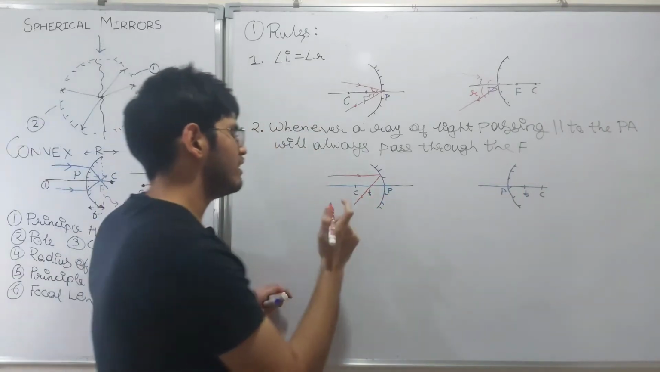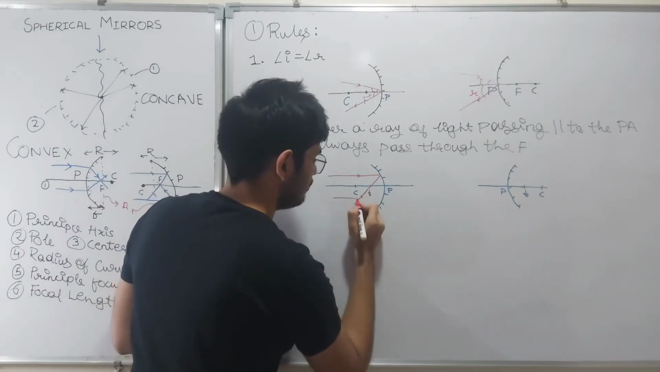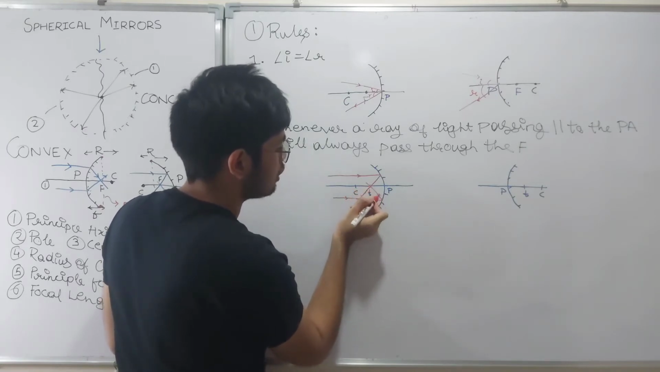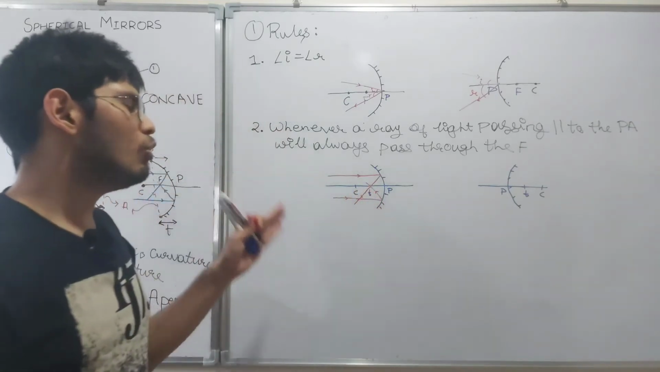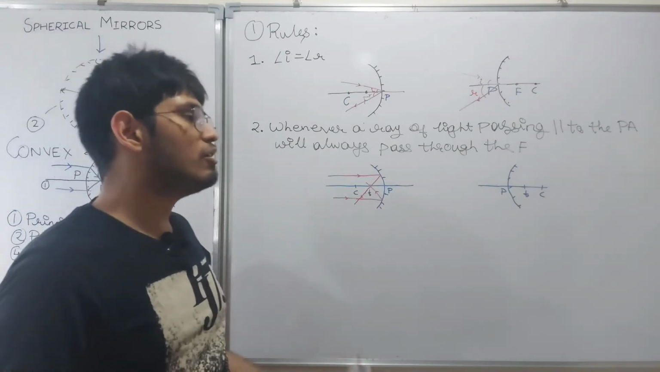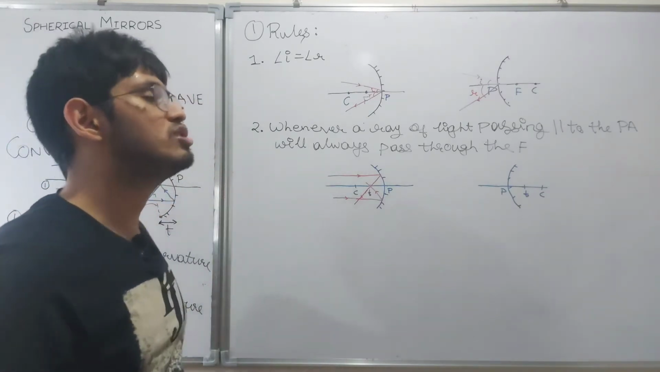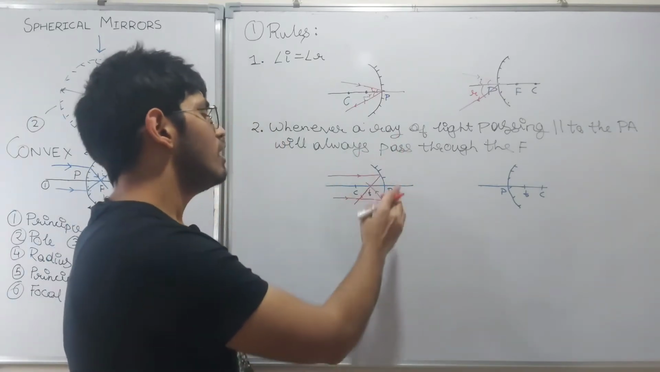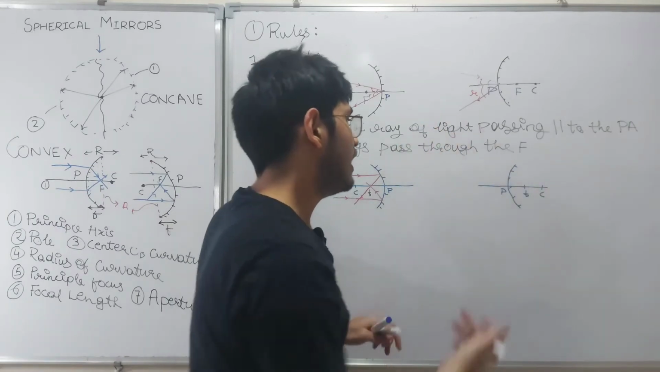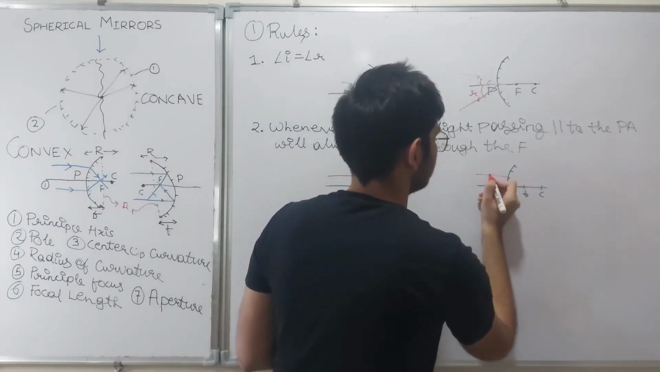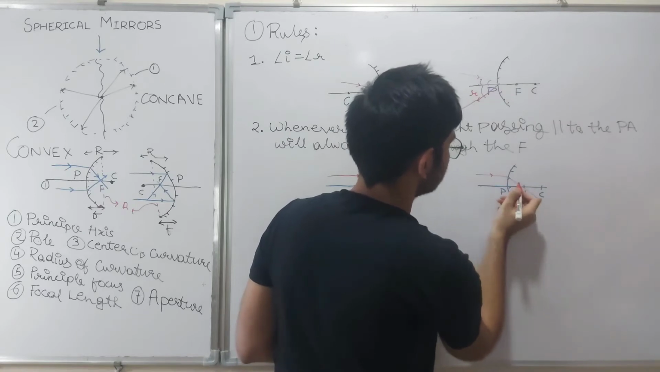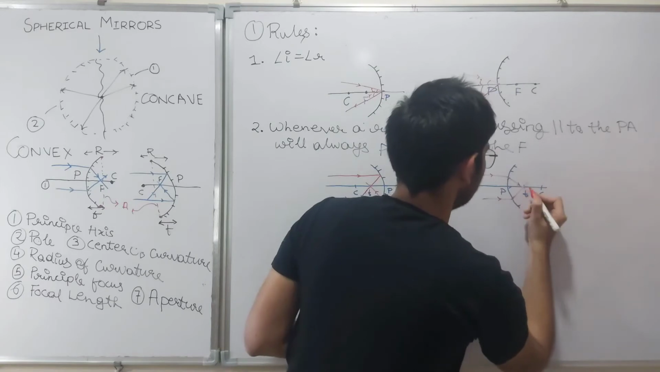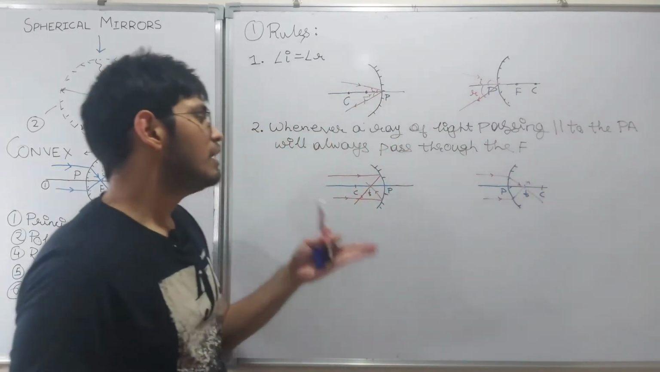Suppose that a ray of light was passing from over here, then what will happen? Again it will always pass through the focus, something like this. So a ray of light passing parallel to the principal axis will always pass through the focus. You just have to remember this statement, and these diagrams which I have made for a concave mirror as well as a convex mirror. In this case, this ray of light is passing parallel to the principal axis, and it will always pass through the focus. Okay, this is the diagram that we got.